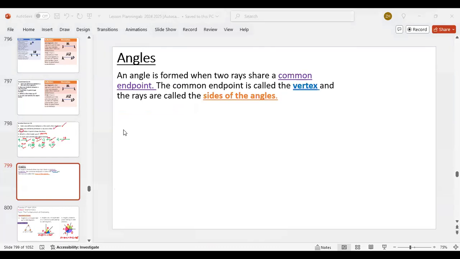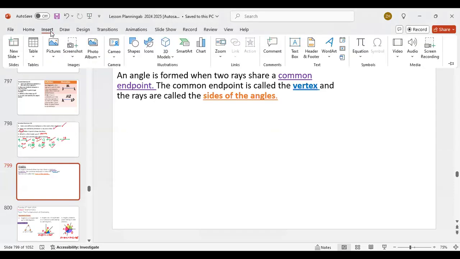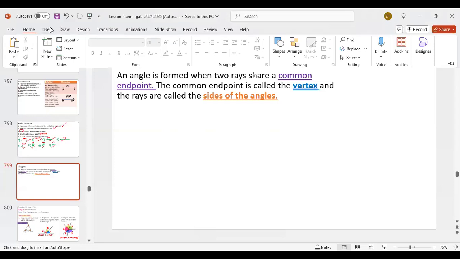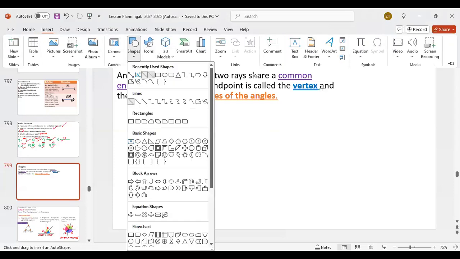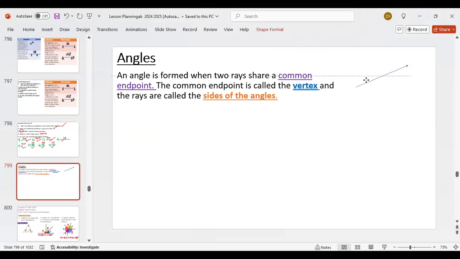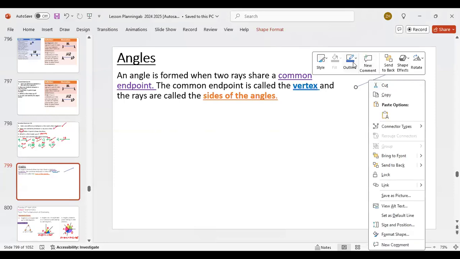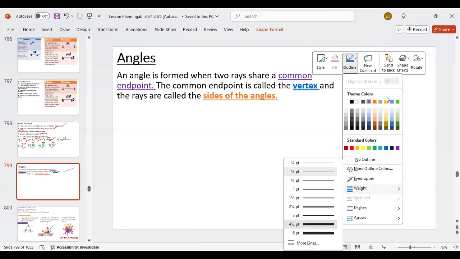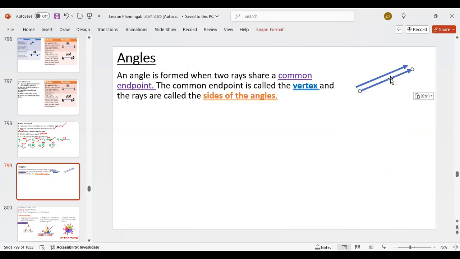And where is Delvon Zans? Delvon, can you read the definition of an angle? An angle is formed when two rays share a common endpoint. The common endpoint is called a vertex, and the rays are called the sides of the angle. Very good. So this right here is going to be an angle.